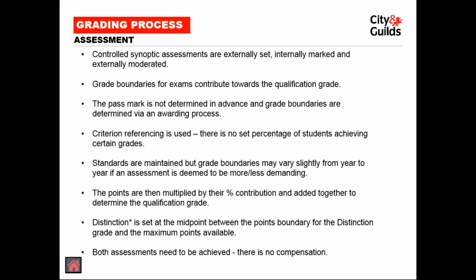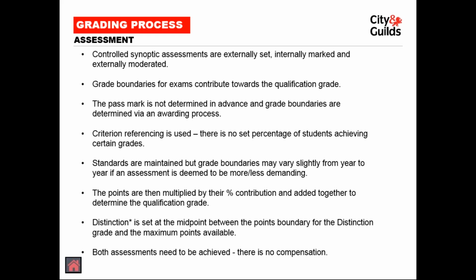I appreciate there's an awful lot of information on this slide, so I'm going to try and unpick the salient points. So looking at the grading process, both assessments are provided by City and Guilds, as we discussed earlier, and the end test forms 40% of the overall grade. It's marked by City and Guilds and results are sent to centres. The synoptic assessment is also set by City and Guilds and forms 60% of the overall grade.